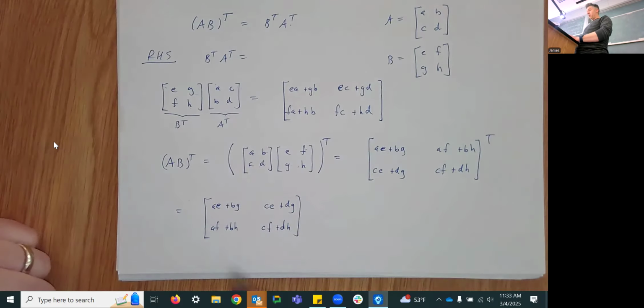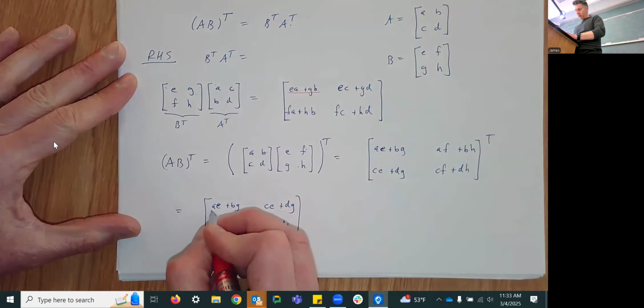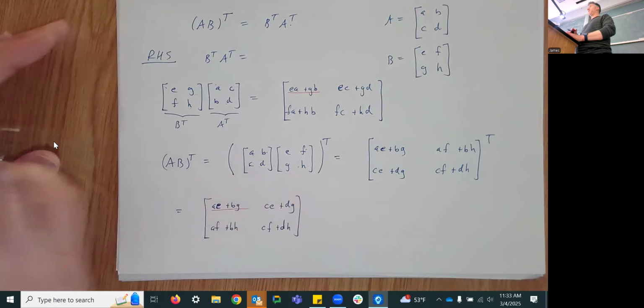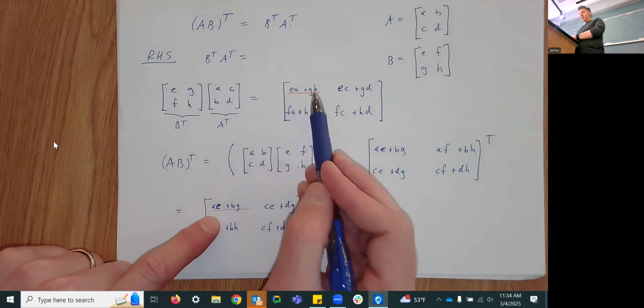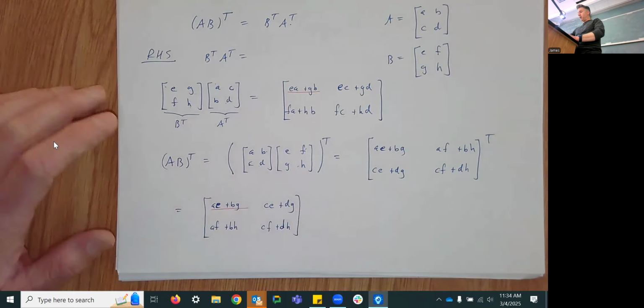And then the question is, are these the same? Well, do all the entries match? So is this entry the same as that entry? Yeah, because A, B, C, D, E, F, G, and H all represent numbers, and for numbers, order of multiplication and addition doesn't matter. E times A equals A times E, B times G equals G times B, and we add them together, we get the same result.